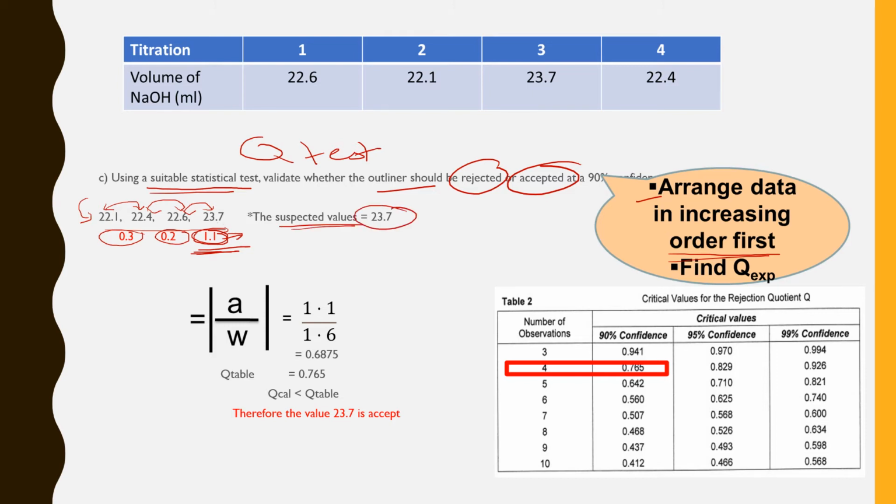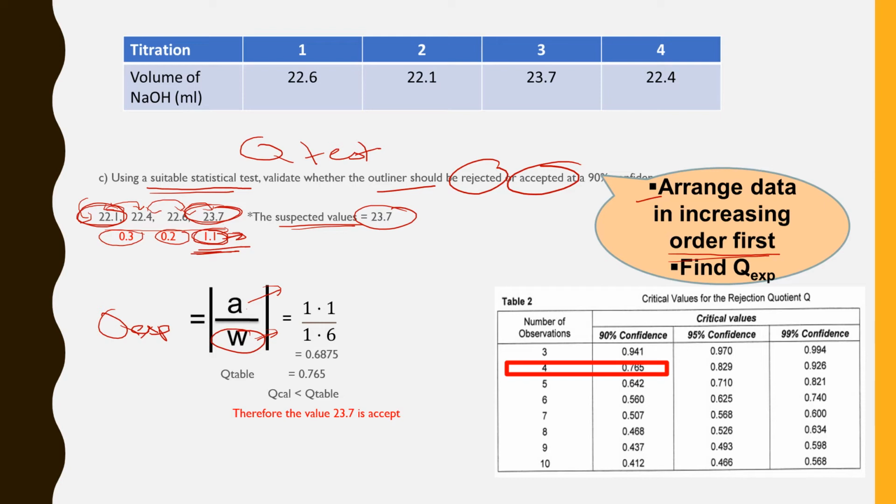Okay, so to find the Q experiment, because we used the Q test, the formula will be A over W. A is the highest gap over W. W is the value between the highest and the lowest. The highest minus the lowest, that is W.